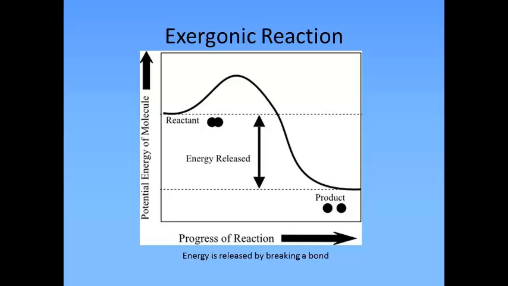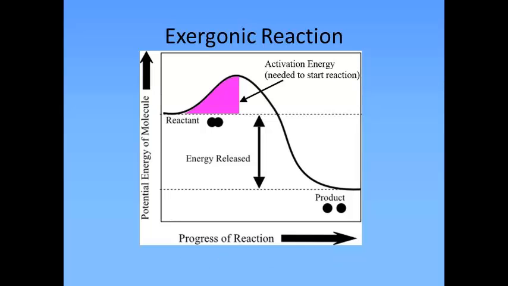Now, in an exergonic reaction, exer means to leave or exit. So energy is coming out of this reaction. In this case, the reactants actually have more energy than the product. But again, we have this funny hill. This is actually an activation energy now. You have to put energy into an exergonic reaction in order to get the energy out.